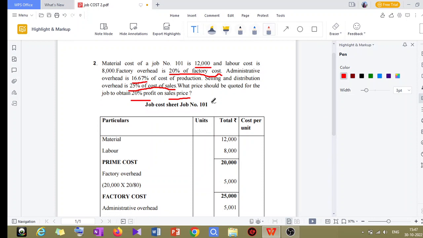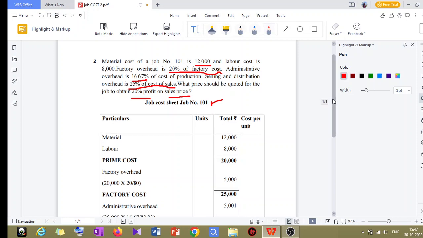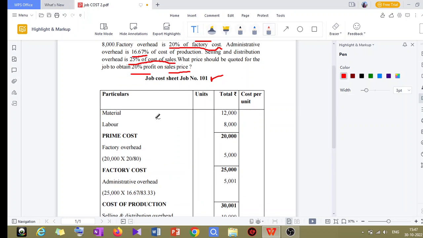See the solution here. So we have to write job cost sheet. Job number is 101. Particulars, unit, total, then cost per unit. So at the beginning we'll be writing material and labor. So material is 12,000, labor 8,000. So what you will get if you add material and labor cost? You will get the prime cost. So prime cost will be 20,000. I hope it is clear to you till here.